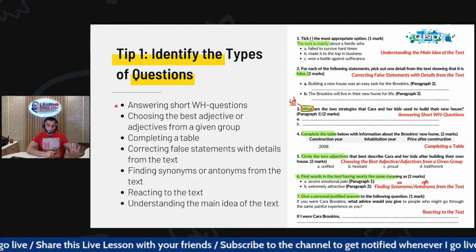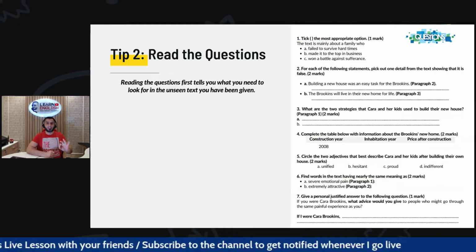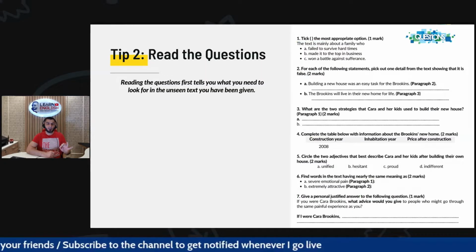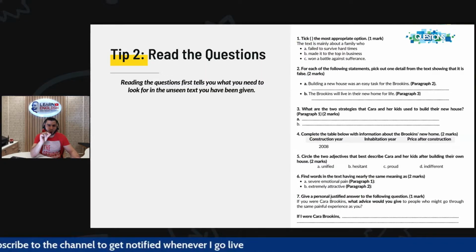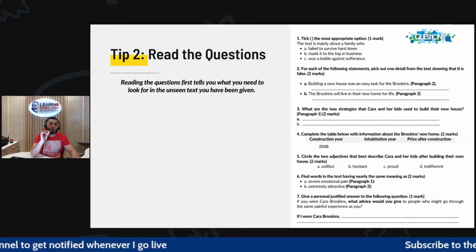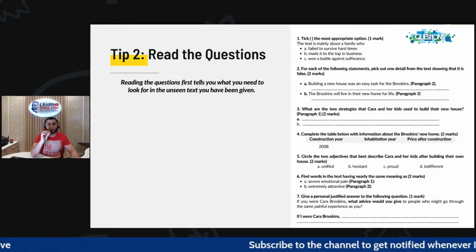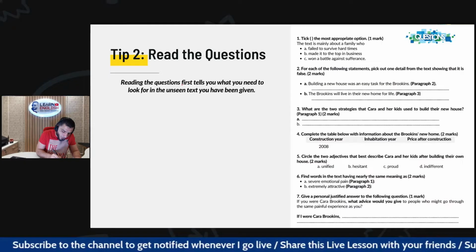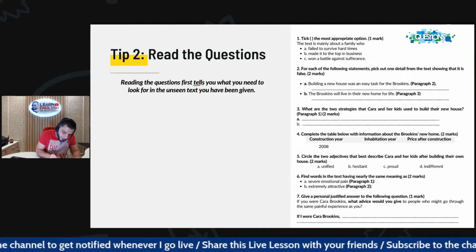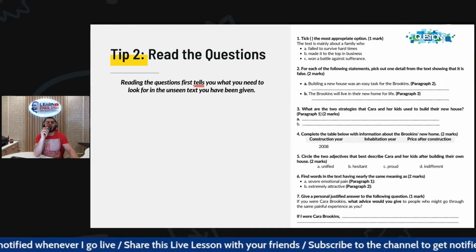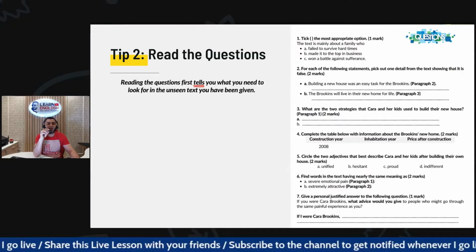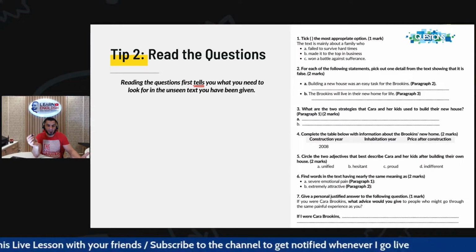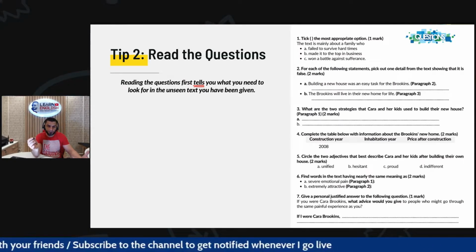Now we will move on to the second tip, which is reading the questions. Here, I strongly recommend, I strongly advise you to read the questions first. Why? Because reading the questions first tells you what you need to look for in the unseen text you have been given.